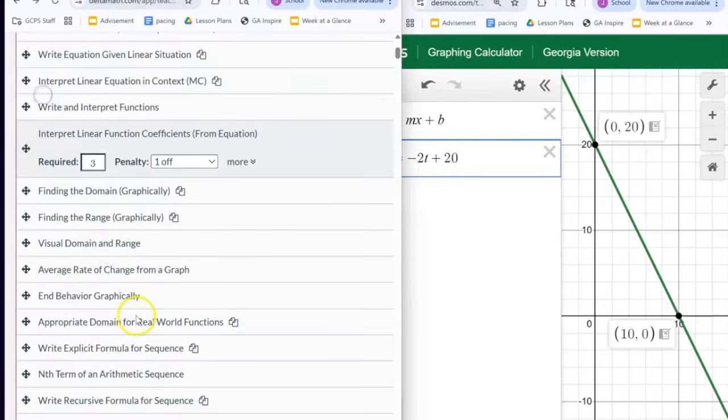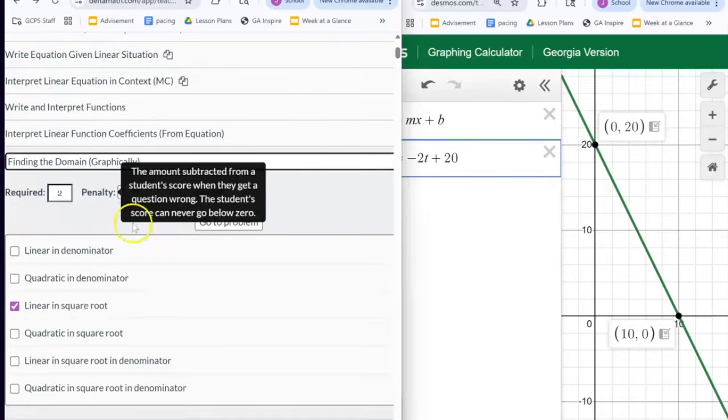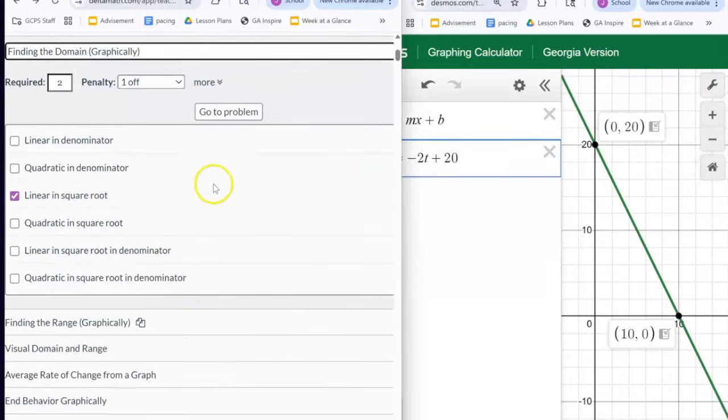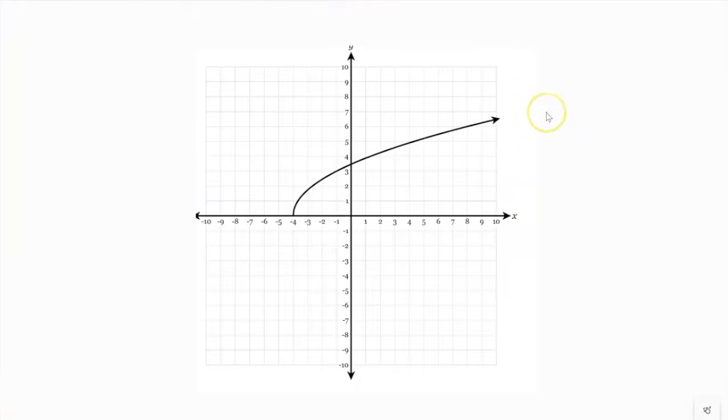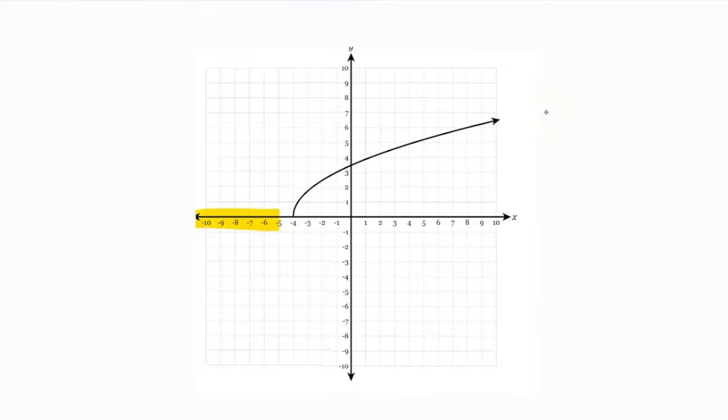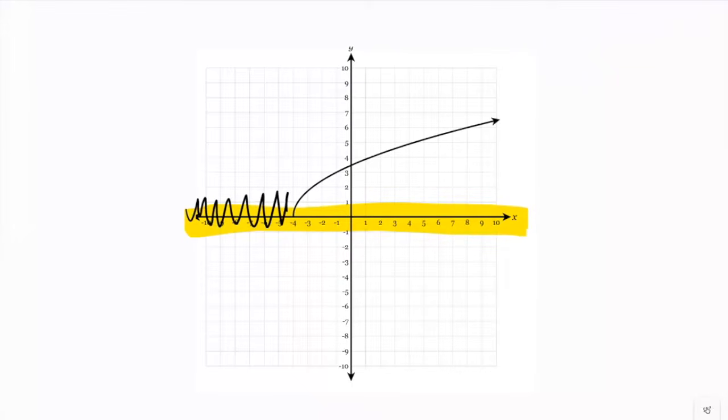All right, perfect. So now we're going to go to find domain graphically. So what is domain? Domain is going from the left-hand side all the way to the right. So I'm only looking at my highlighted piece of the graph, okay? So starting over here, is there a graph here? No, no graph, no graph. Graph starts exactly at -4.